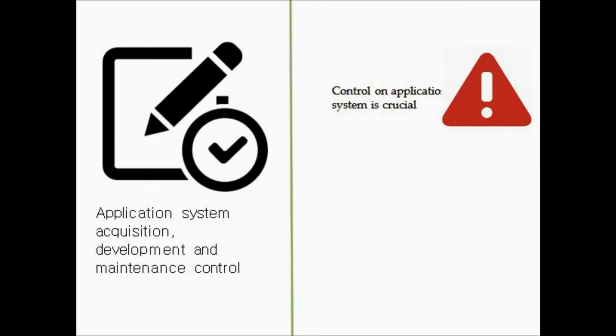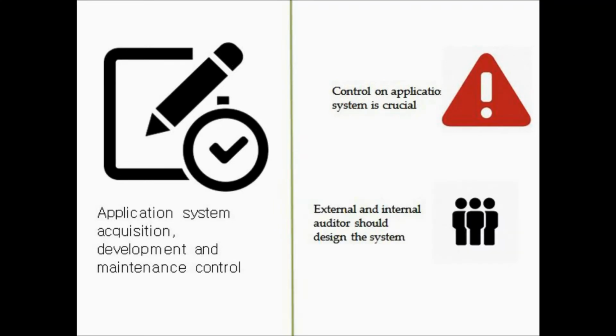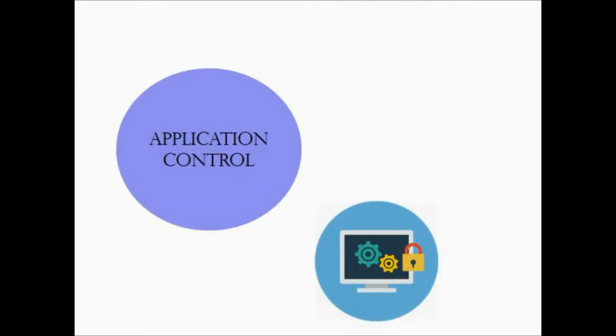Application system acquisition, development and maintenance control on application systems is crucial to ensure reliability of the information process, like the accounting system. It might be better to have involvement of external and internal auditors in the early stage to design the system, to ensure proper control is incorporated into the system. Now, let's take a look at the application control.